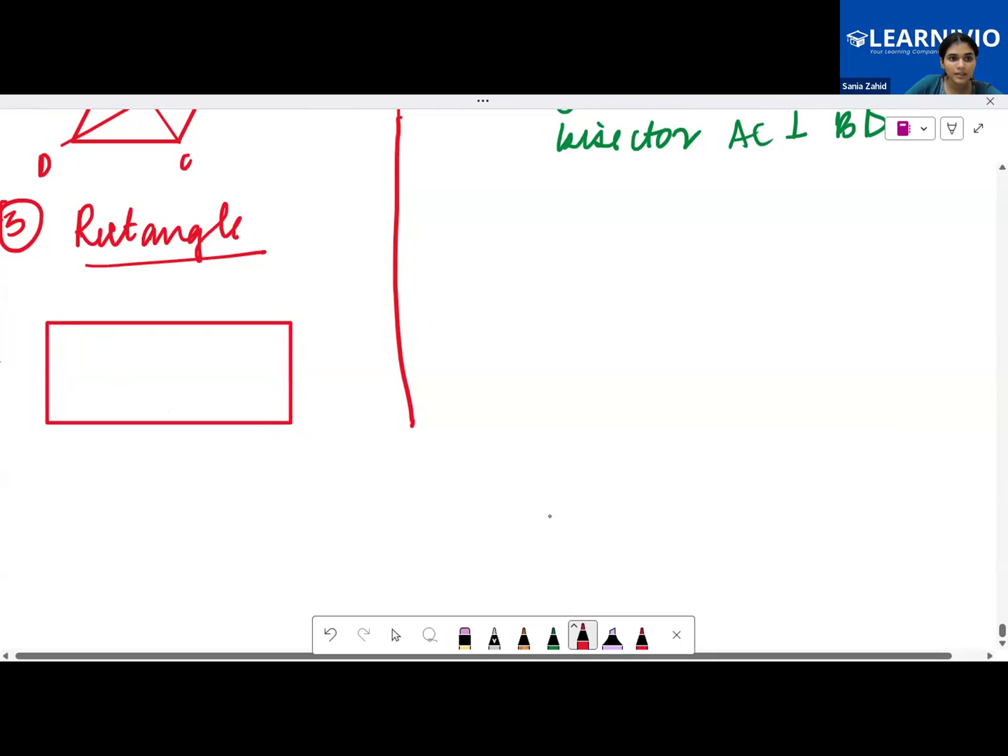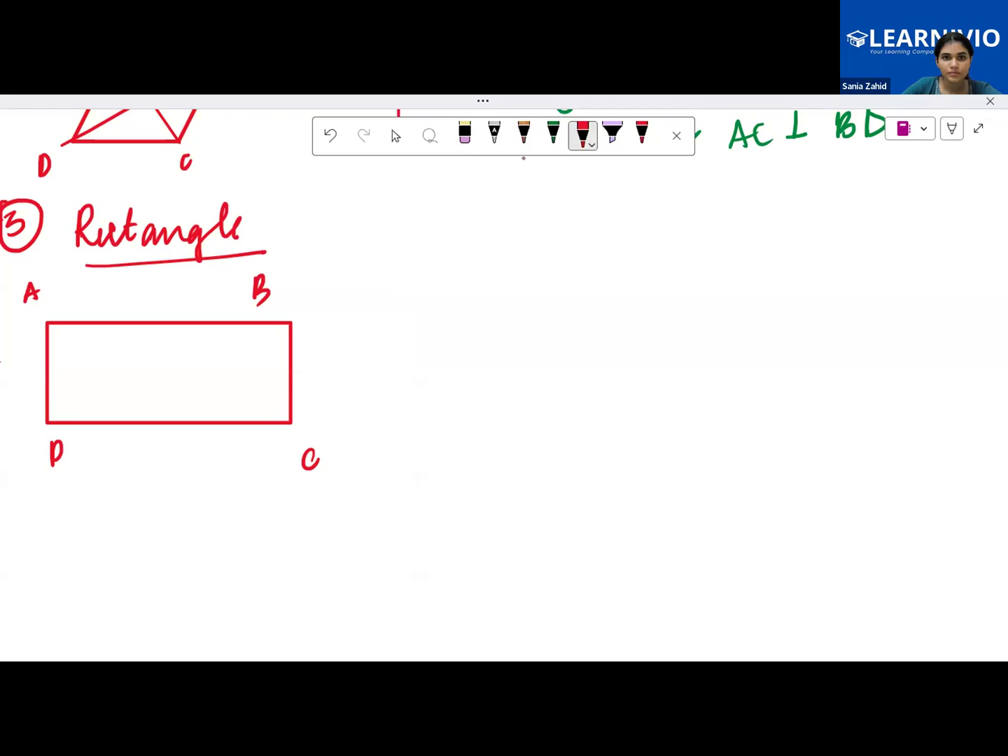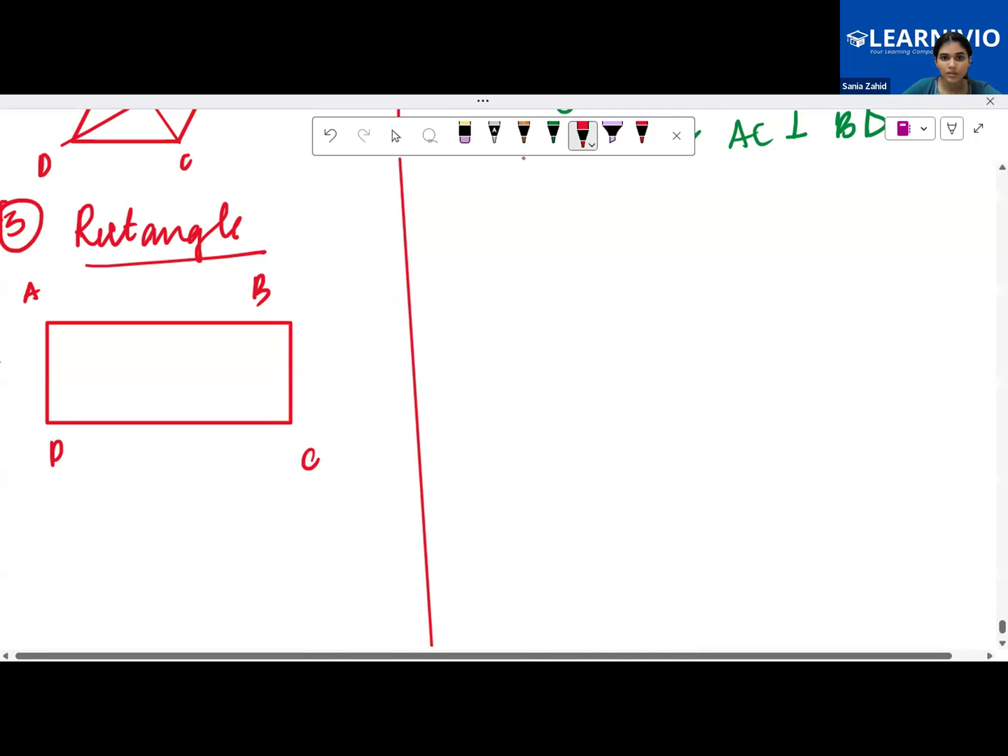So this is a rectangle. Now, what are the properties of a rectangle? Opposite sides are equal and parallel. Just give me a minute. Ma'am, rectangle and parallelogram almost have the same properties, right? Yeah, almost the same properties. What are the different properties?